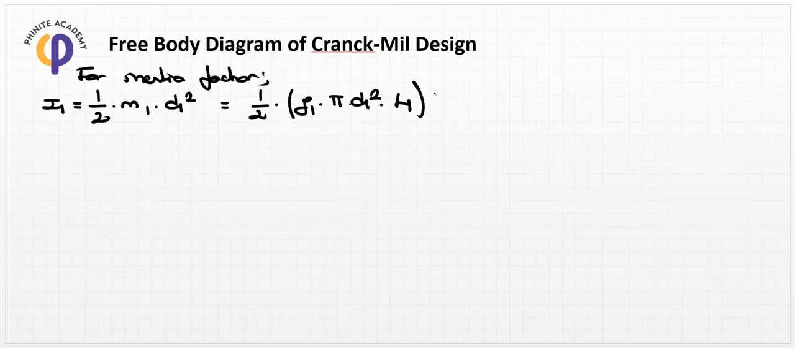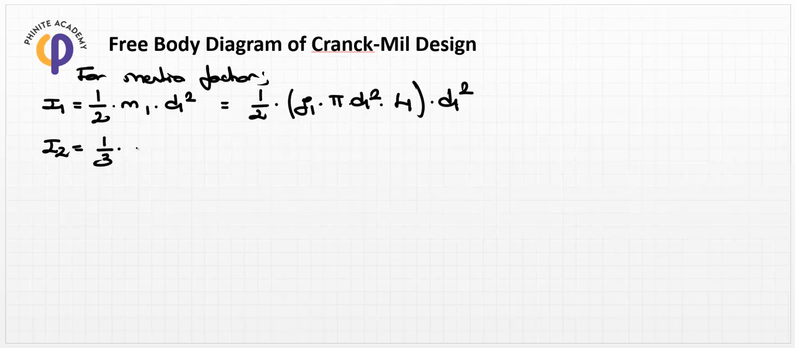And so this whole term represents the mass of this factor, and so we need to multiply by d1 square in the last place. Okay, and so rho 1 is a material property, and so the other things, or other lengths, represent the shape factor of this inertia calculation. Okay, with the same analogy, I2 is equal to what?